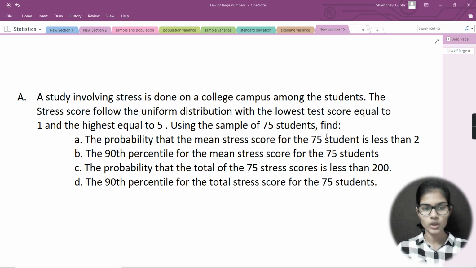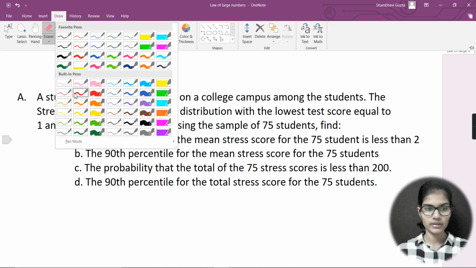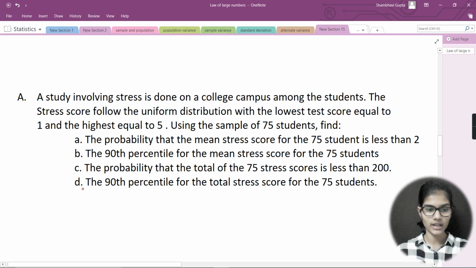So in the last video we saw part number 1 for this question. Now today we are going to see the second, third and fourth parts. We are just going to see how to solve B, C and D, these three parts of this particular question.